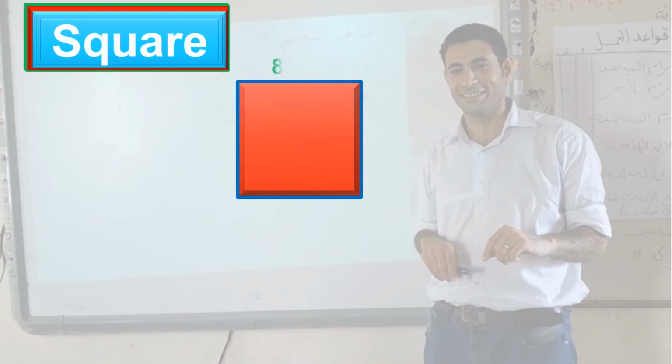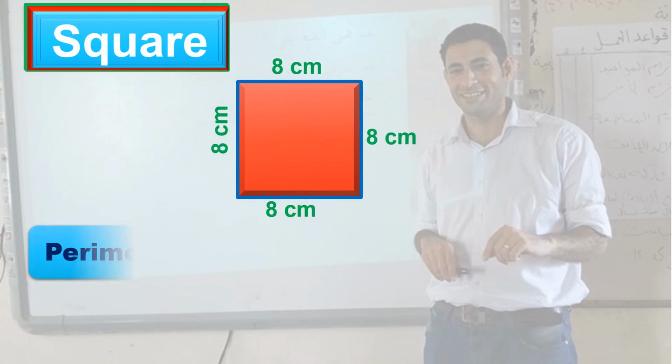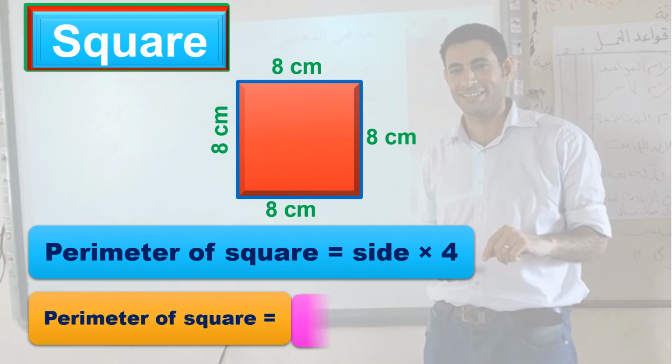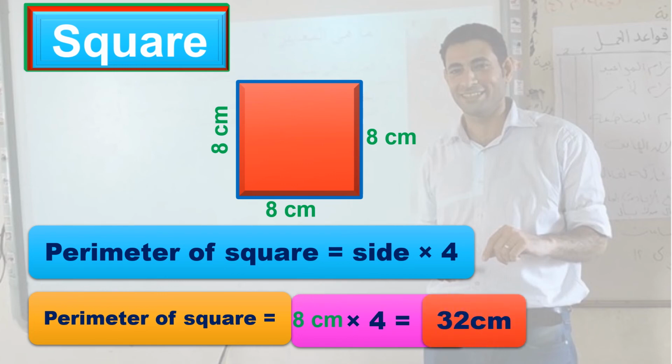As an example, if we have a square whose side length equals 8 centimeters, then the perimeter of the square equals side times 4, or 8 times 4, and the result will be 32 centimeters. يبقى لو عندنا square side بتاعه 8 يبقى perimeter of square equals 8 times 4 equals 32, and so on.